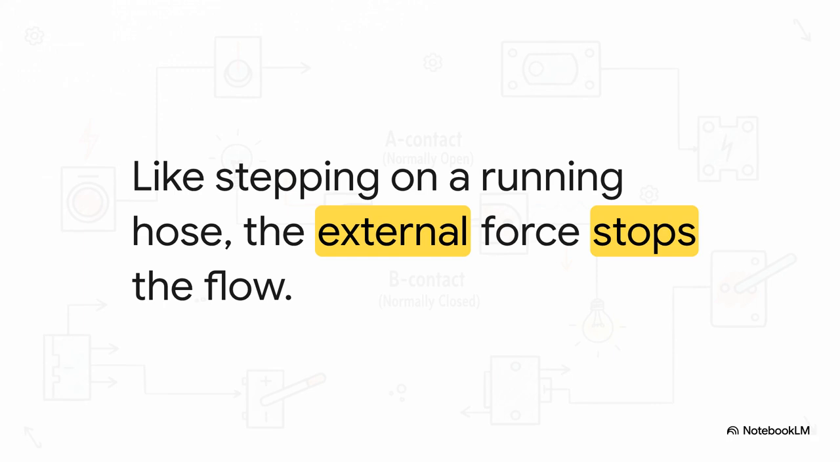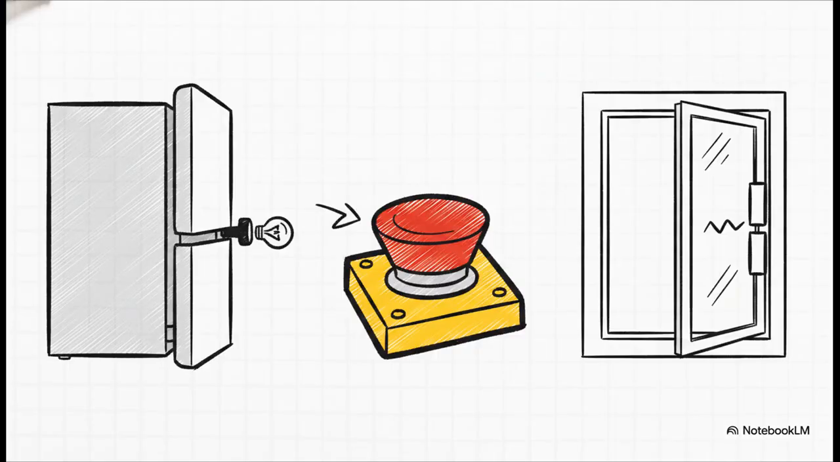What happens? The flow is immediately cut off. When you lift your foot, the water rushes back. That's exactly how a B contact works. The electricity naturally wants to flow, and your physical action is what cuts it off. And boom, that finally solves our fridge mystery.